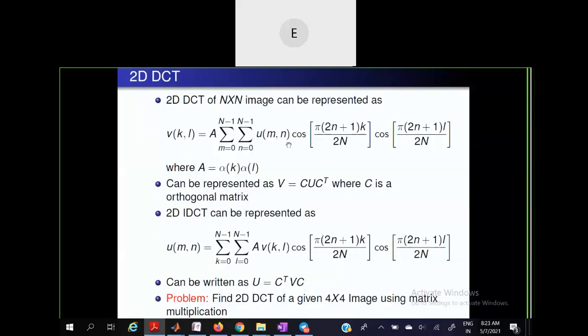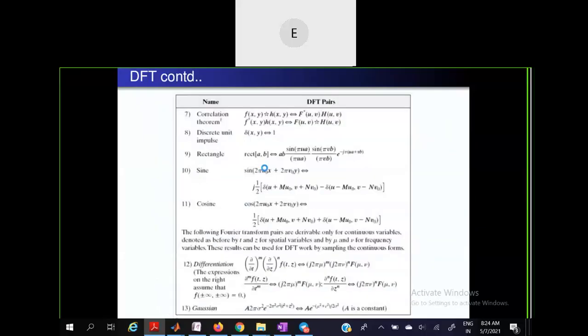u of m, n is your image in the spatial domain, and this is the basis image: cos of pi (2m plus 1) k by 2n, cos of pi (2n plus 1) l by 2n. Here k and l are the frequency domain, the transform domain variables. m and n are the spatial domain variables. So you can already observe that this is appearing in separable form, because it is a cos value with respect to k and a cos value with respect to l. So you are already writing the basis function as a separable function. Okay, since it is separable, I hope you remember we had discussed this, maybe I can show that.